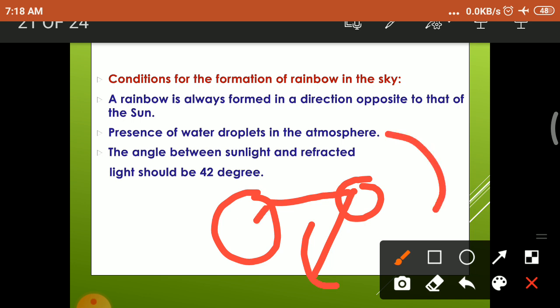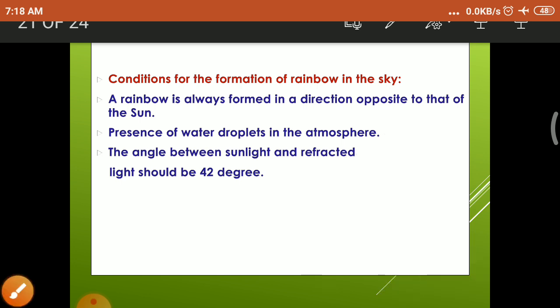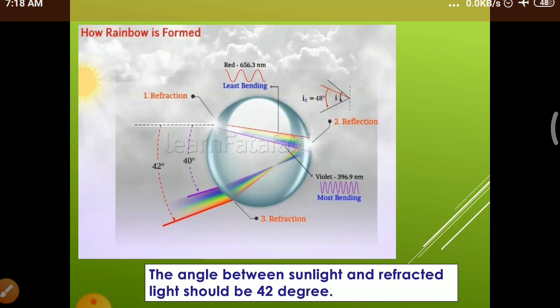and the rainbow is formed in the opposite direction of the sun. These are the three necessary conditions for formation of a rainbow. One is that the rainbow is always formed in a direction opposite to that of the sun. Another one is that when water droplets are present in the atmosphere, then only the rainbow is formed. The next one, the angle between the sunlight and refracted light should be 42 degrees. It is clearly shown in this image.